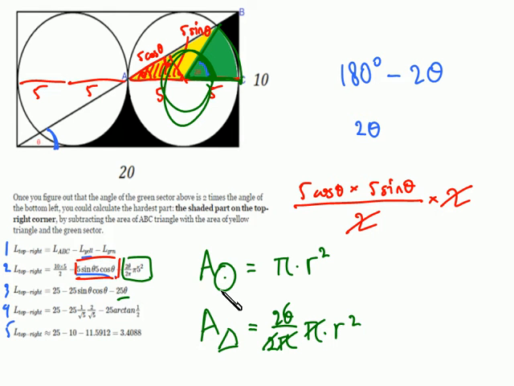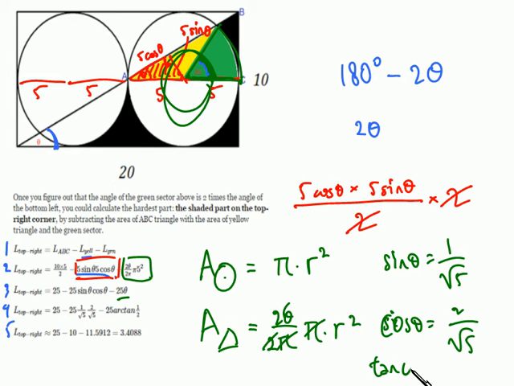Now how do we get this? Here you can see that sin theta is 1 over square root of 5, cos theta is 2 over square root of 5, and we also have that tan theta is 1 divided by 2. How did we know this? The answer is from this triangle.